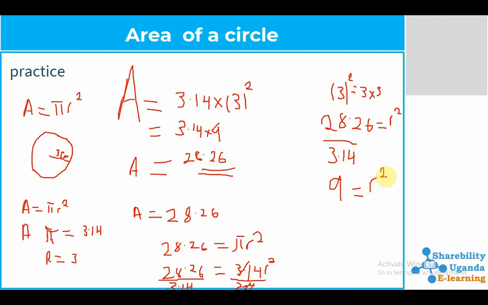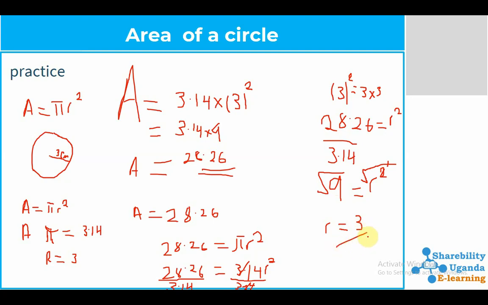Remember, this is going to be squared. So our 9 is equal to radius squared. Now we see our radius is squared, and here we have our 9. So here what we do, we introduce what we call square roots. We introduce a square root on each side such that this square root is cancelled with this squared. So here we shall remain with our radius, which is equal to the square root of 9. The square root of 9 is 3.